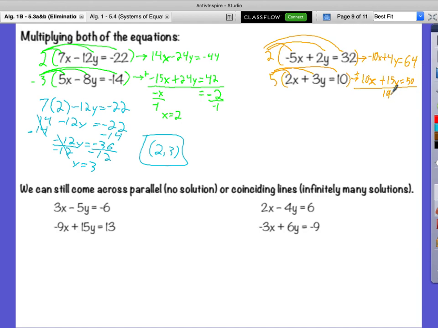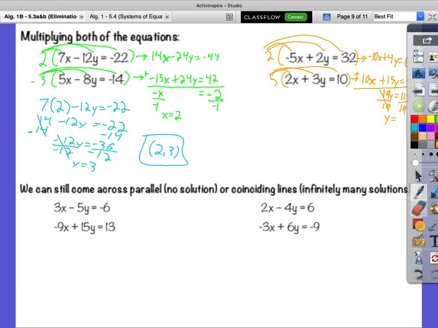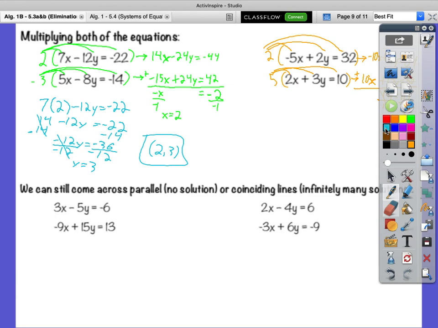Okay, what's 4y plus 15y? 19y. And what's 64 plus 50? We're kind of big there, aren't we? 114. So now how do we get y by itself? Divide by 19. Does anybody in here know off the top of their head without a calculator what 114 divided by 19 is? Probably, it's not a really common one, is it? Okay, let's not follow the calculators. Let's see if we can find a mental math way to do it, okay?